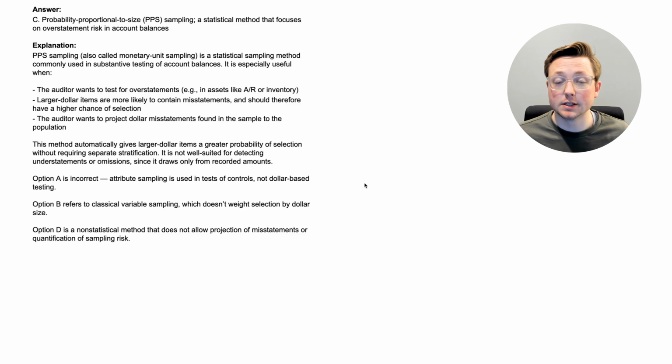Option A is incorrect because attribute sampling, which we learned a lot about so far, is used in tests of controls, not dollar-based testing. Option B refers to classical variable sampling, which doesn't weigh selection by dollar size. In fact, classical variable sampling usually has the same likelihood of being picked for all pieces of the population. And option D is a non-statistical method that does not allow projection of misstatements or quantification of sampling risk. So we learned a little bit more about another sampling method in that question, PPS sampling. Now let's go to the next question.